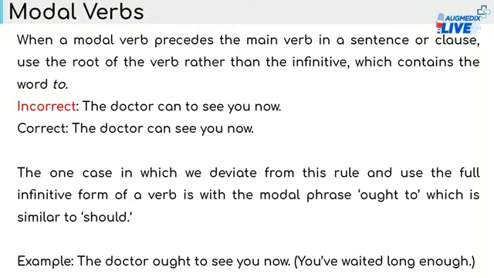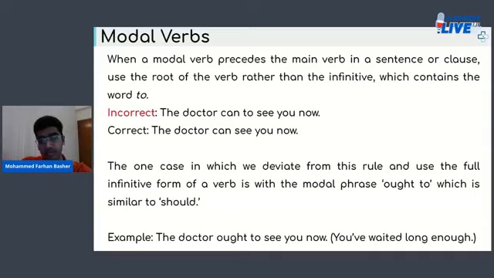But here, the idea somehow changes. The sentence, the doctor can see you now, and the sentence, the doctor ought to see you now, don't mean the same. In the first sentence, with the use of the modal verb can, you're actually talking about the ability of the doctor. The doctor has the ability to see you now. But when you say that the doctor ought to see you now, you're not talking about the doctor's ability, but rather about something that the doctor should be doing, right?